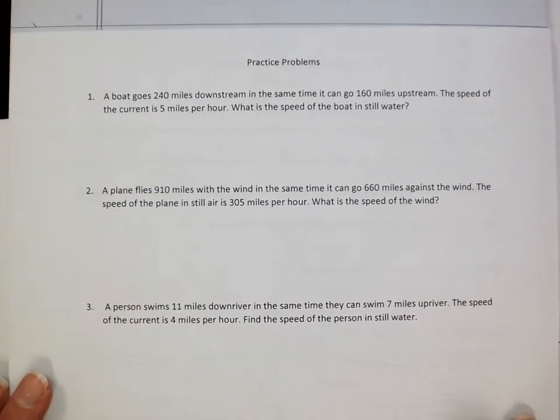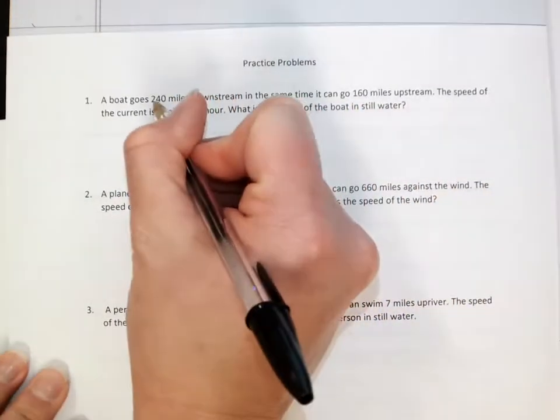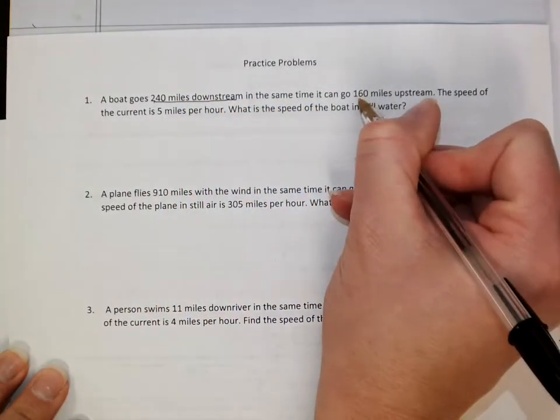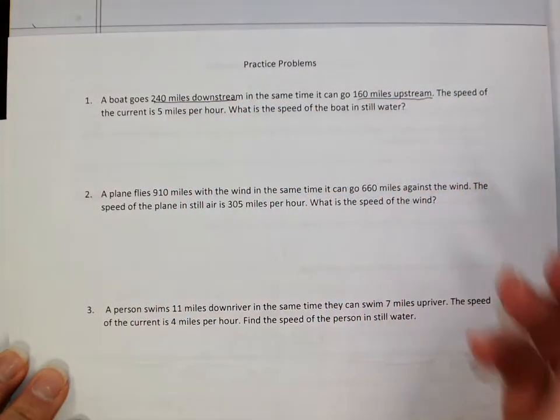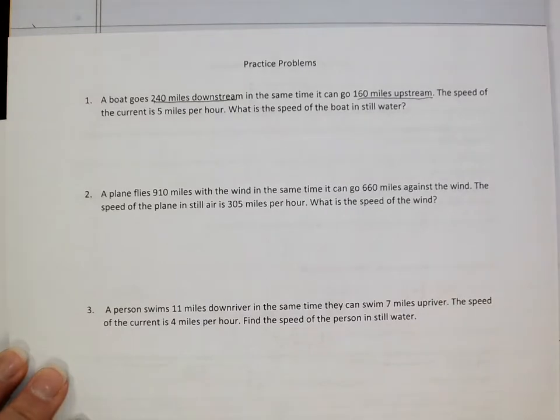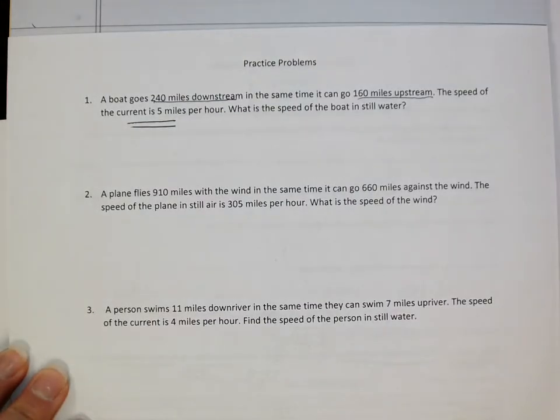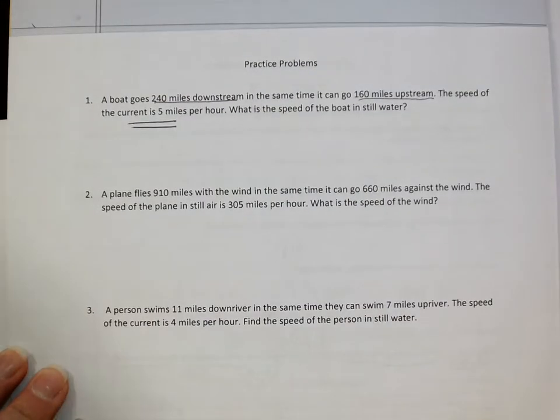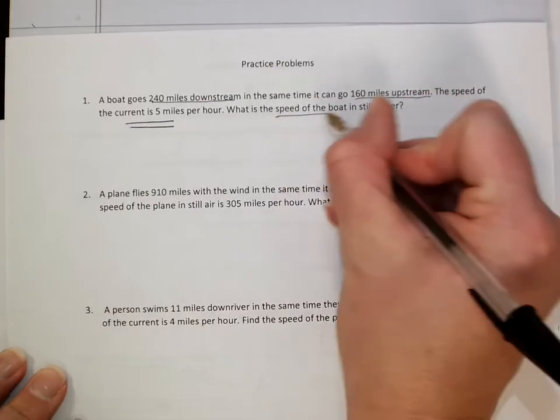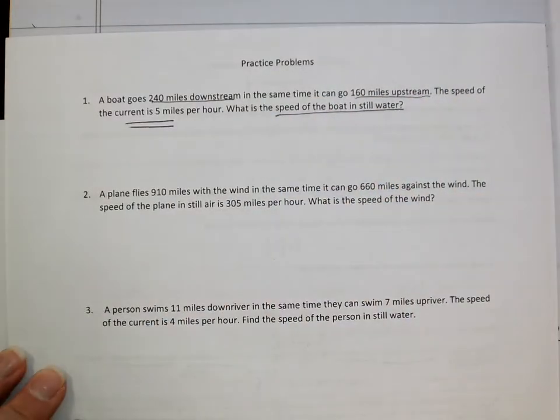So again, a boat goes 240 miles downstream, and the same time it goes 160 miles upstream. So again, think about your water. Draw a picture if you need to. It says the speed of the current is 5 miles per hour. So this is a very similar question, except this time they've given you the speed of the current. They want you to find the speed in still water, or your x.